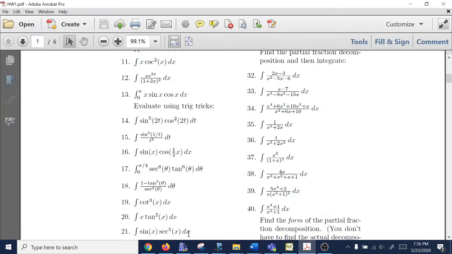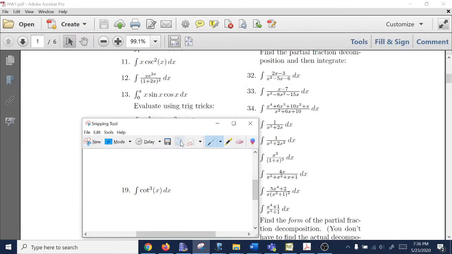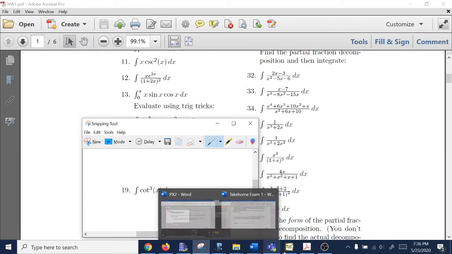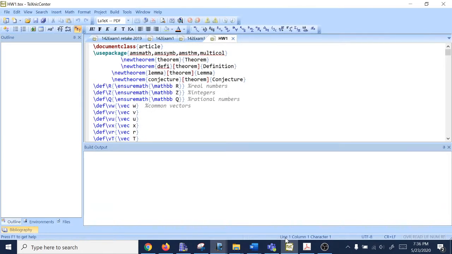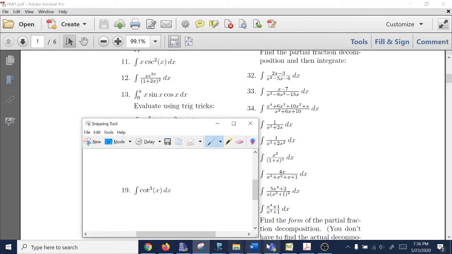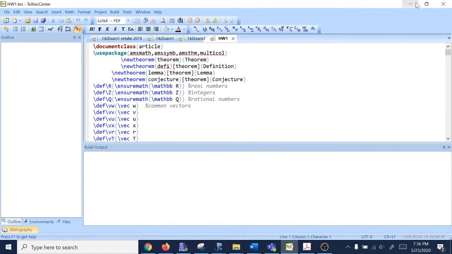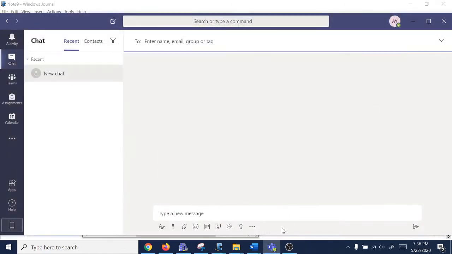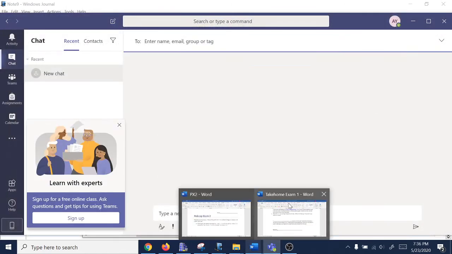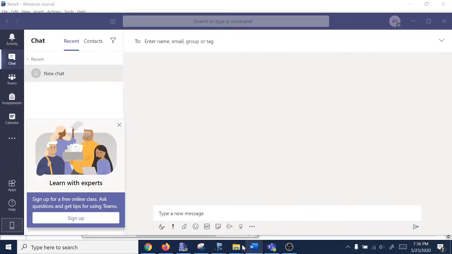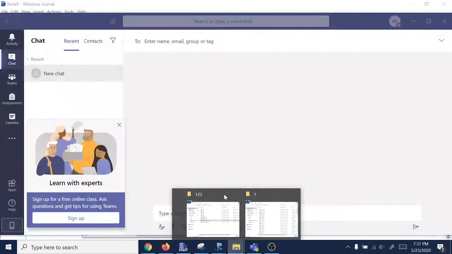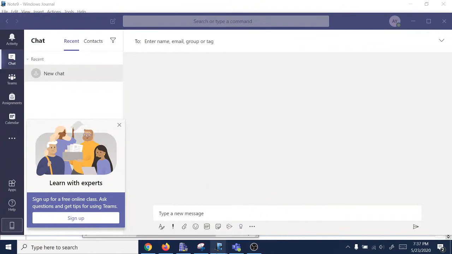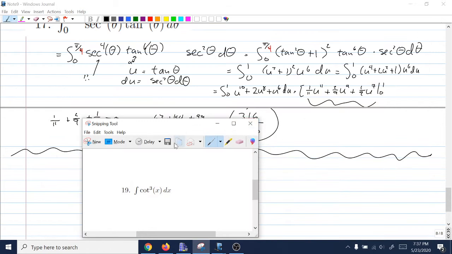17. 19. Cotangent cubed. How do you integrate cotangent cubed? Not you. Should I? Let's close that. I got too many windows open. This stupid thing. Close that, close that. Don't need that, don't need that, don't need that. Okay, that's a little cleaner. No, why are you still? I just closed you. Okay, copy.